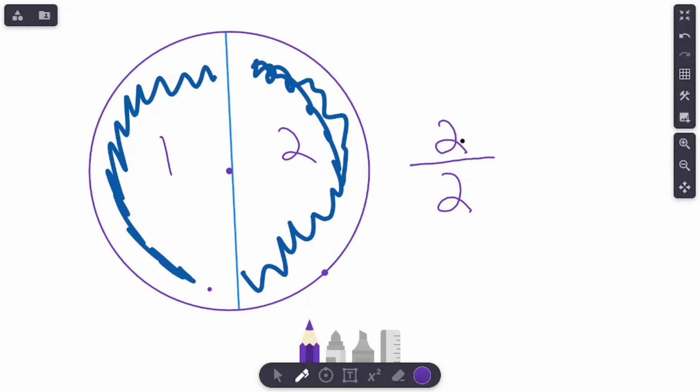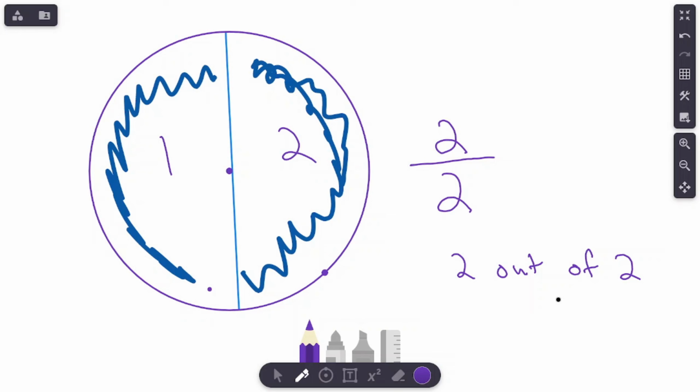But what the numerator does is it tells you how many you actually have. So in the case here, we have 2. All right? We have 2 out of 2. Okay, that's what we have. All right? So what we're doing here is just trying to understand when we take an object like a square or a rectangle or a circle and we break it into equal sections, that's when we're starting to talk about fractions.